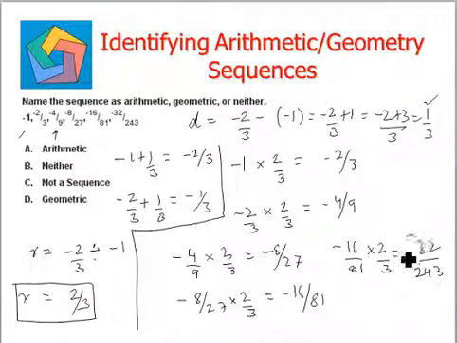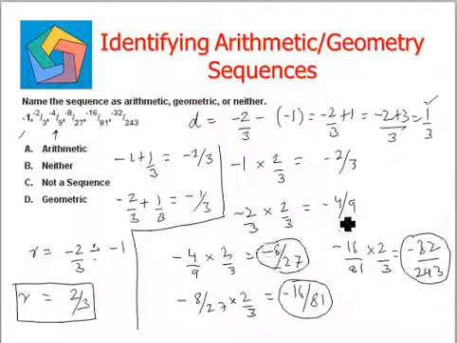All these terms that we found are tallying with our given series, and since it's obtained by multiplication, therefore it is a geometric sequence. Option D is the correct one.